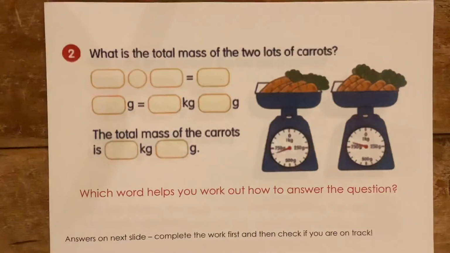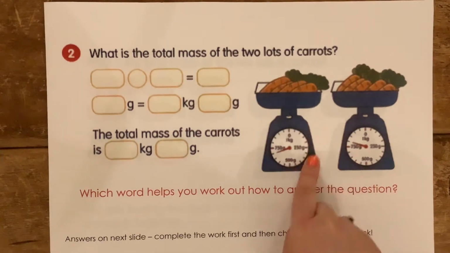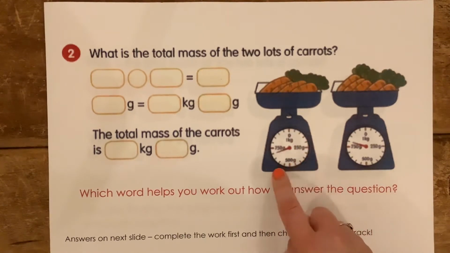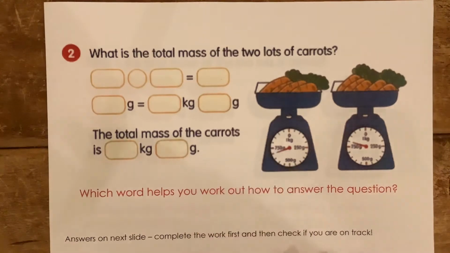So let's have a look at another example. What is the total mass of the two lots of carrots? So we're going to have to look at these weighing scales, work out what each of the smaller marks represents, and then you're looking at the total mass of the two lots of carrots. So again, we're looking for a word in that sentence that's going to give us a clue as to the operation that we're going to carry out. So have a go at that, pause the video, and then we'll go through that in a second.